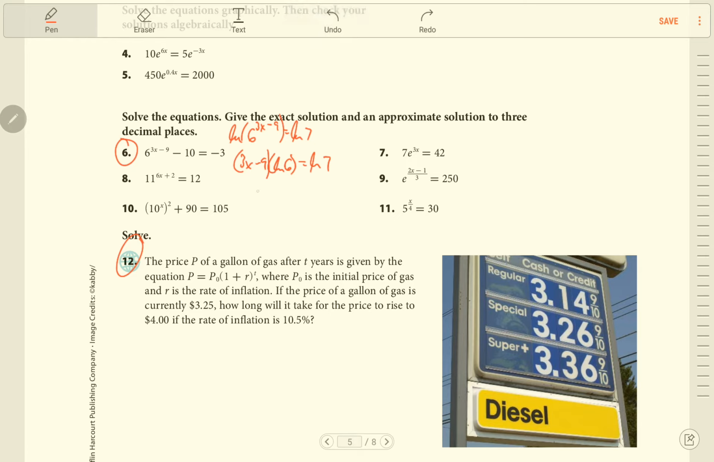And so we'll have 3x minus 9 equals the natural log of 7 over the natural log of 6. Now there is no rule here. There's no property that allows us to simplify this. You can't just say this is equal to the natural log of 7/6. Logarithm properties don't work that way. When we have division between two logarithms, there's no property that allows us to rewrite this, so we have to leave it like this.